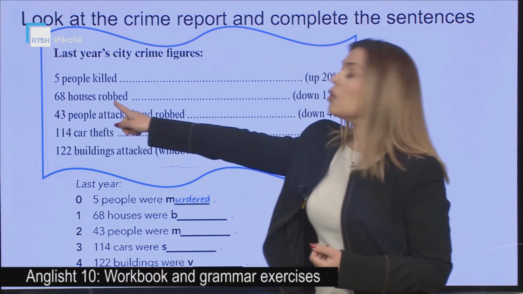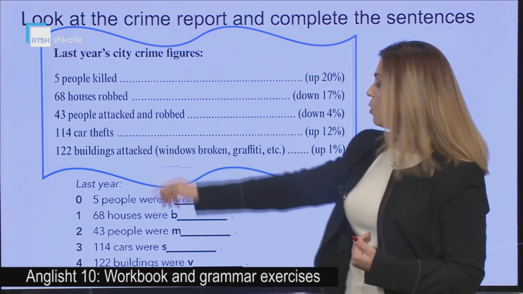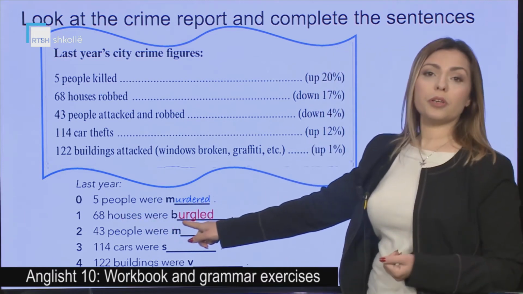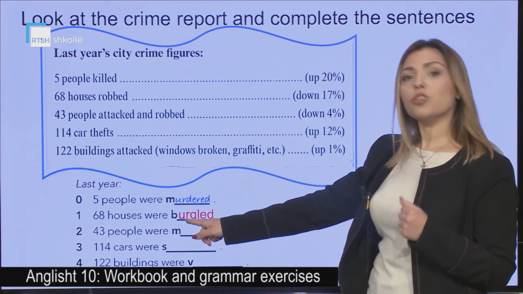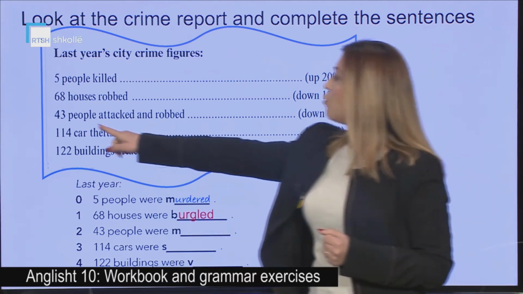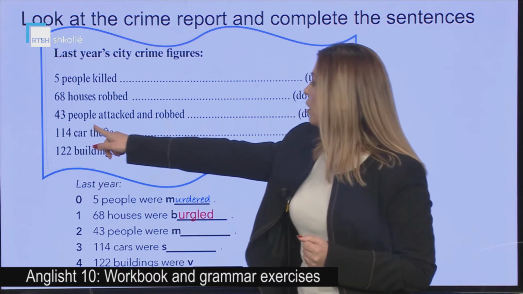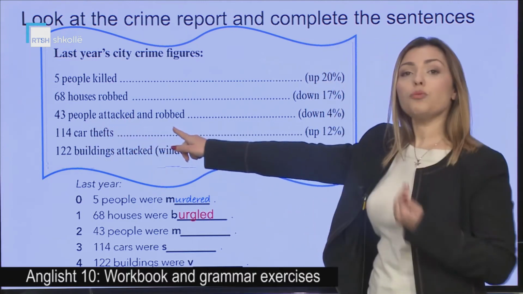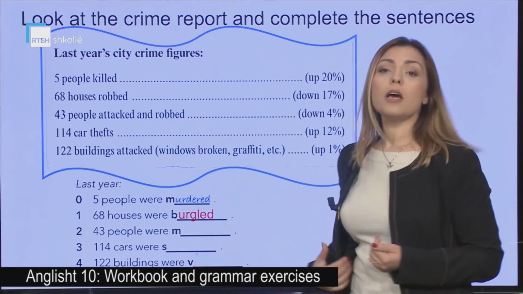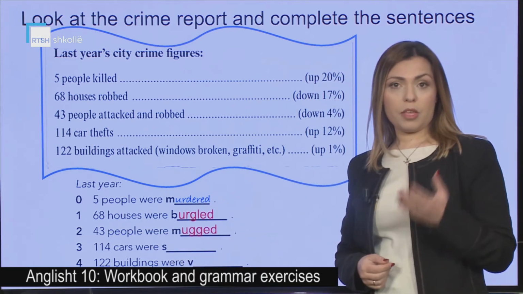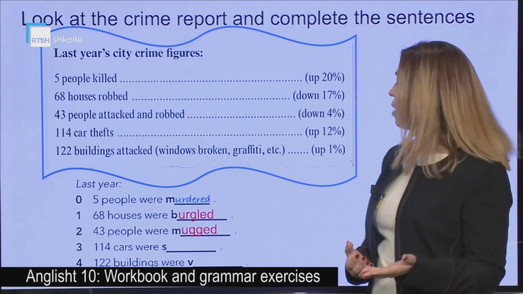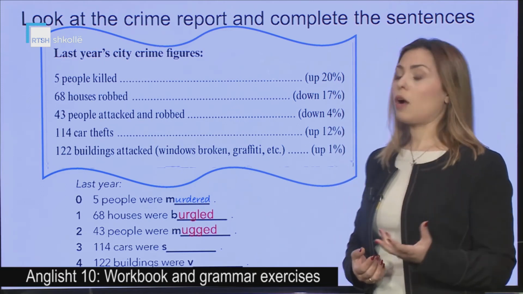68 houses robbed. Differently, we can say that 68 houses were burgled. Remember the noun? Also we said burglary, the noun. 43 people attacked and robbed. So these 43 people were mugged. These people were attacked by someone else. And remember the noun? Mugging, the noun.